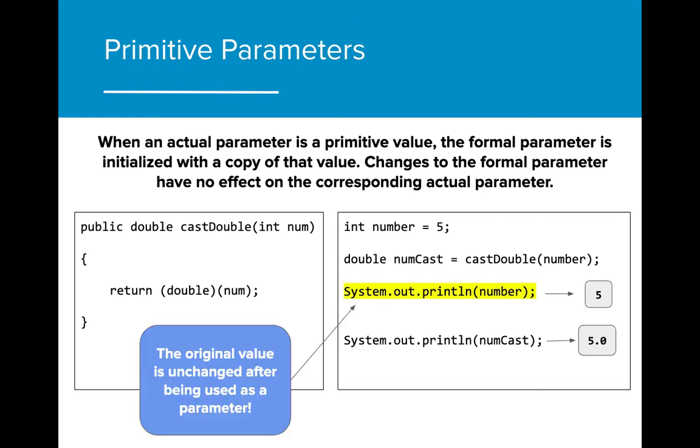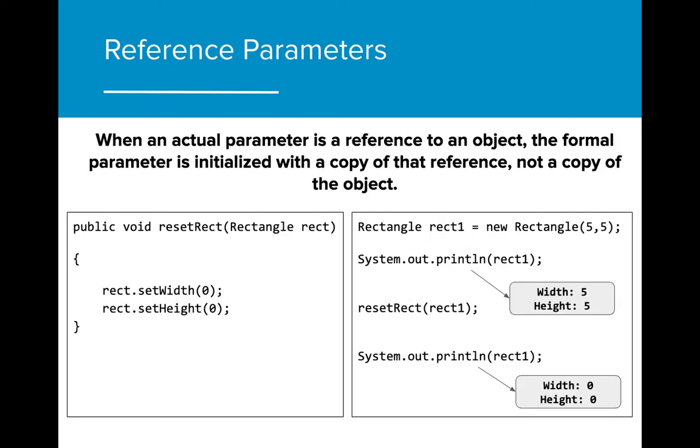We see that the initial value of number is unchanged, even after castDouble is called on number, because a copy of the value is passed to the method, not the actual variable number. While primitive values pass copies to a method parameter, a reference variable will pass a copy of the reference, not a copy of the object. This means that any changes made to a reference variable in a method will affect the original reference.